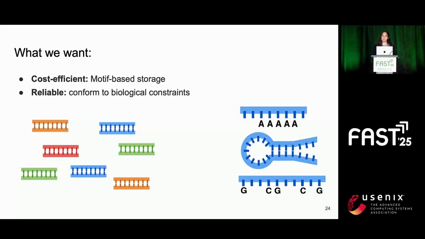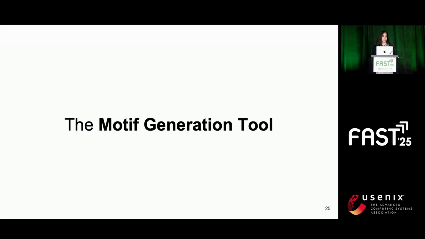So what do we actually want? We are trying to store our data in a cost-efficient way, so using motif-based DNA data storage, but we also want to ensure that our data is stored in a reliable way. So that means that we want to conform to these biological constraints. And this is where we are introducing our tool. This tool allows us to do exactly that, and we called our tool the motif generation tool.